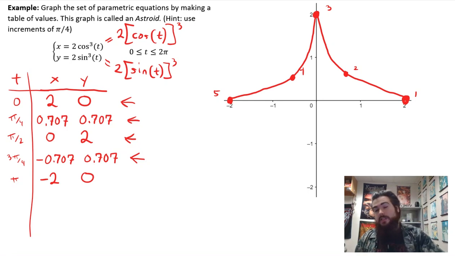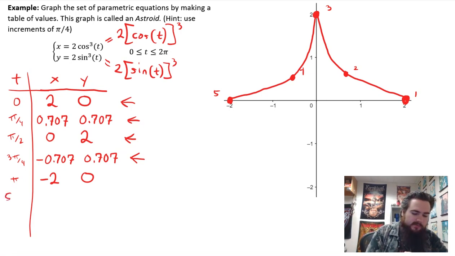If you would like to always test other points in between, like 5 pi over 6 or 2 pi over 3 or anything, you are always welcome to do so. If I were to continue through this pattern, though, with 5 pi over 4, 3 pi over 2, and so on, all I'm going to see are the same values in this case, just with different positives and negatives. If I do 5 pi over 4, both of these are going to be -0.707.